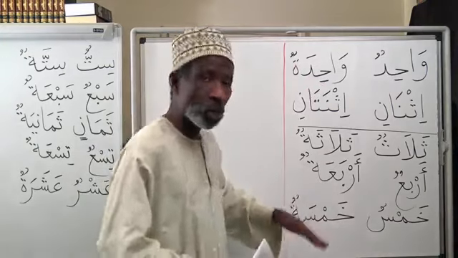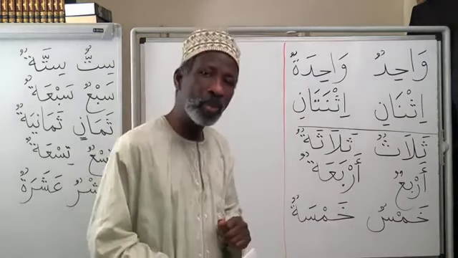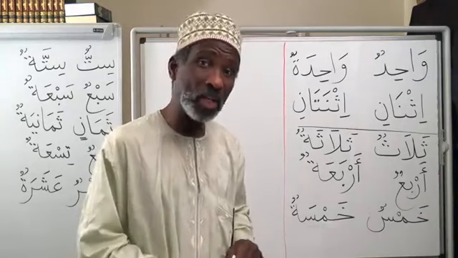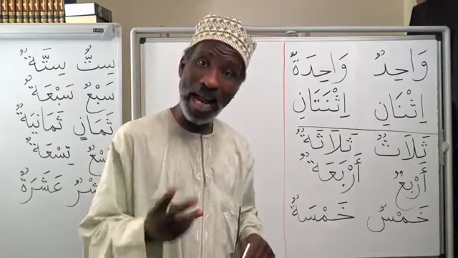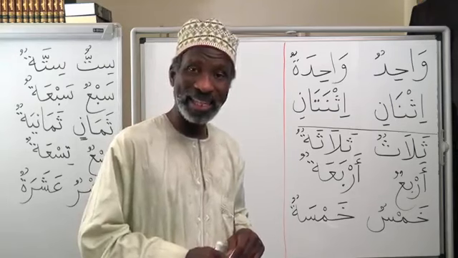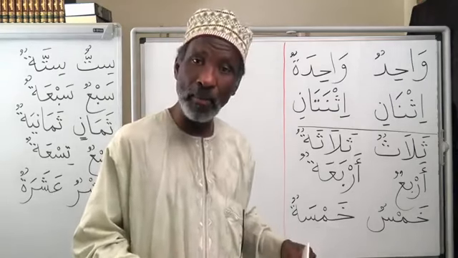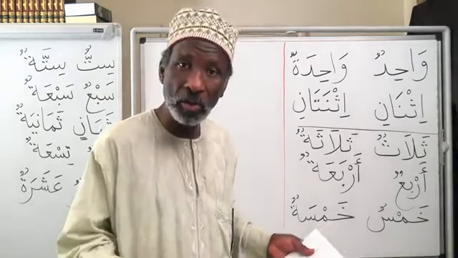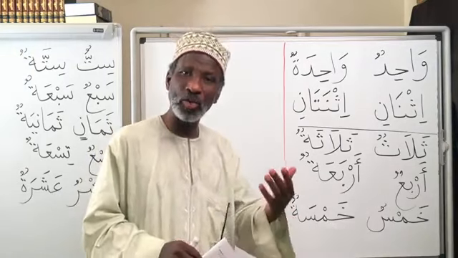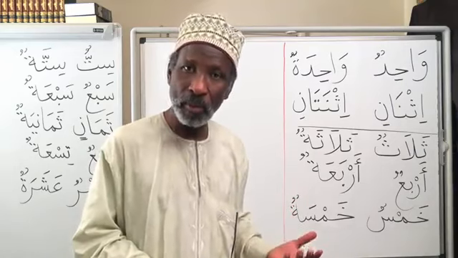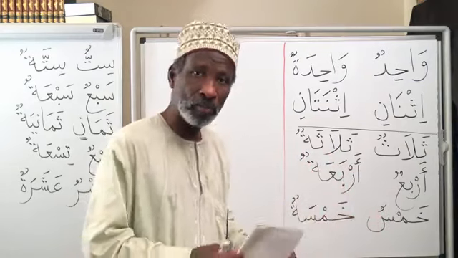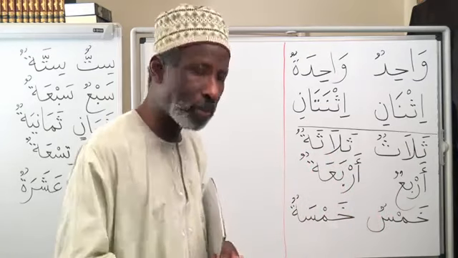Number 1 and number 2, if you have to use them, you use them as adjective. And the implication of that is they will come after the noun. Such as kitabun. If you say kitabun, that is understood as one book. That's a book. So you don't actually need to use wahidun. But if you want to, then you say kitabun wahidun. It's like really a reinforcement.